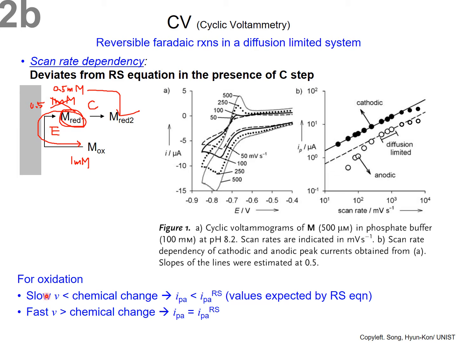Again, if the scan rate is slower than the kinetics of chemical change for the C-step, then the peak current of the anodic process becomes smaller than the value expected by the Randles-Sevcik equation. So you should think about the deviation of reversibility when you have included the presence of a chemical step.